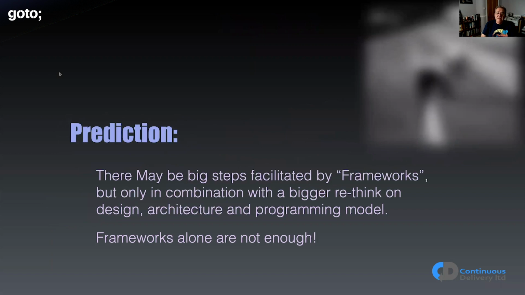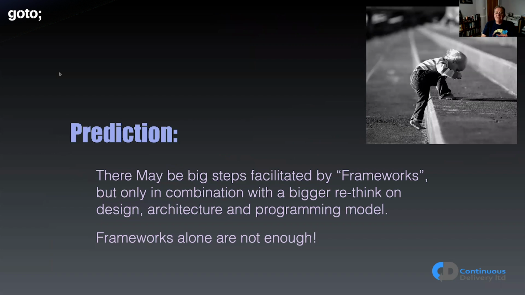So my prediction, my caveat: I think there may be some big steps facilitated by frameworks, but only in combination with a bigger rethink on design, architecture, and programming model. So what do I mean by that? Part of that I think we can see in the advance of cloud computing and the change in abstraction of things like operation. That is one take on that move: a move towards greater separation of the accidental complexity from the essential complexity of a problem. And that's a good thing if we can move the accidental complexity of executing these things on a computer to the edges of the system, and are more able to focus on the essential complexity of the problem that we're solving. That's going to make it easier to create those kinds of systems.